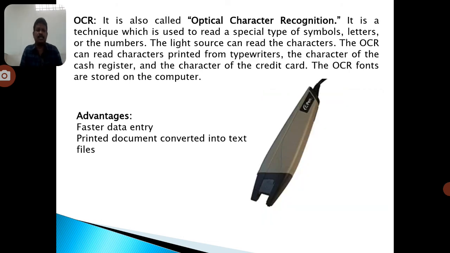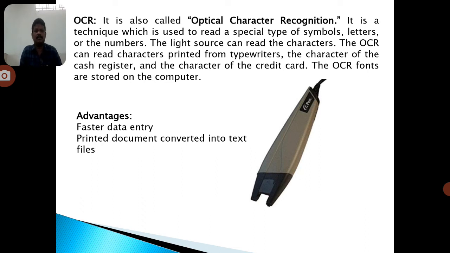And coming to OCR, that is optical character recognition. It is a technique which is used to read special types of symbols. In some transactions or other information having special characters, some devices may not be able to read the special character. At that time, optical character recognition is used to read special types of symbols, letters, characters or numbers.